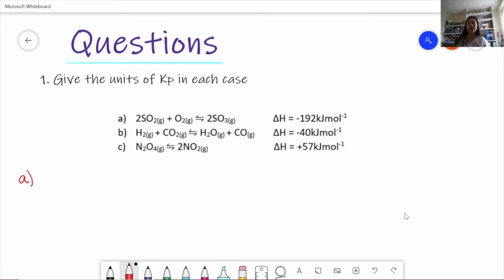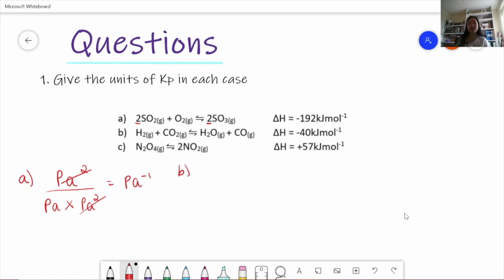So we have the SO3. So let's just say that everything is measured in pascals. So we have a pascal for the SO3, and this is squared because we've got 2 moles of it. And then we have an oxygen, so that's just 1 pascal, and then multiply it by the partial pressure of the SO2, so that'll be pascal squared again because we've got 2 moles of SO2. And so we can cancel out the pascal squared, so we get 1 over pascal, which is pascal to the minus 1. So that's the units for A.